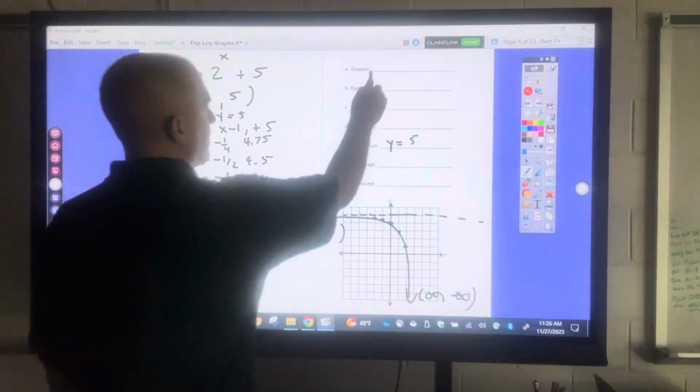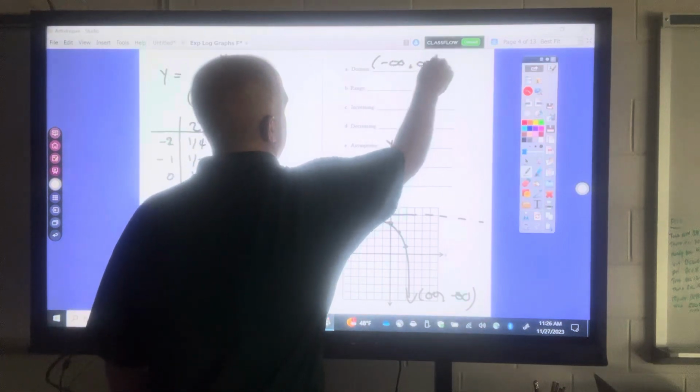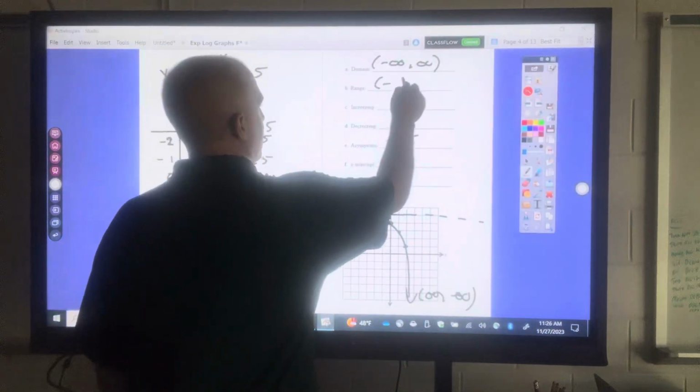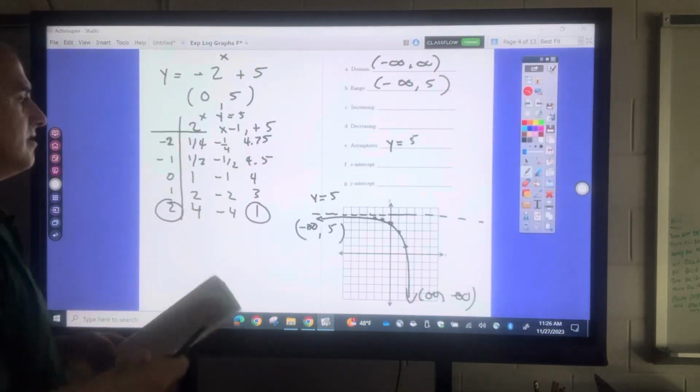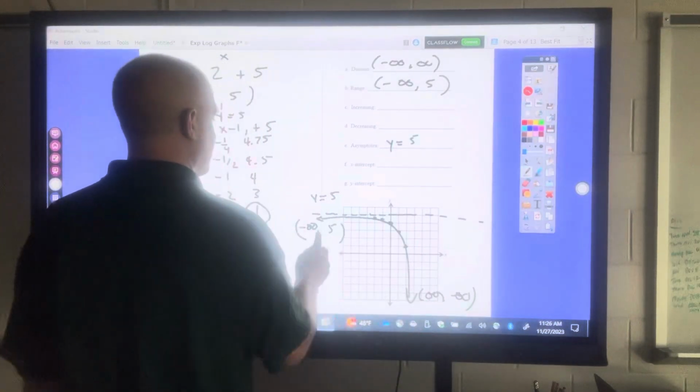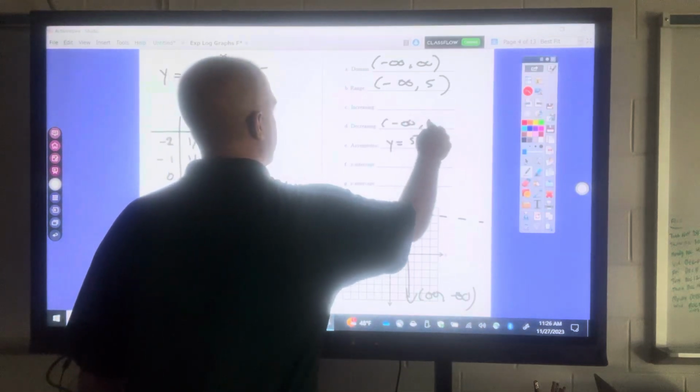So my domain, negative infinity to infinity. My range, my smallest y value is negative infinity, and the largest is going to be 5. Curved bracket there. This would be a decrease the whole way from negative infinity to infinity.